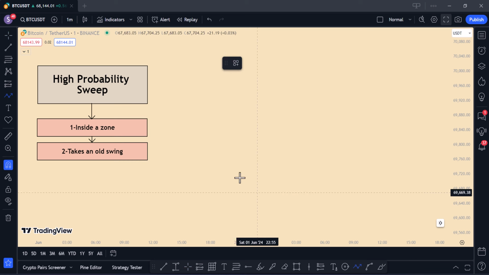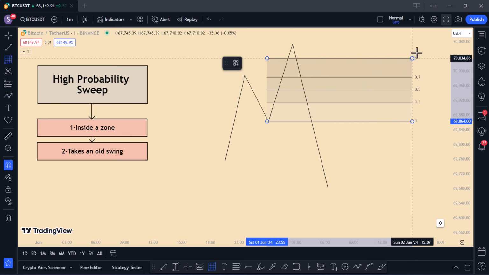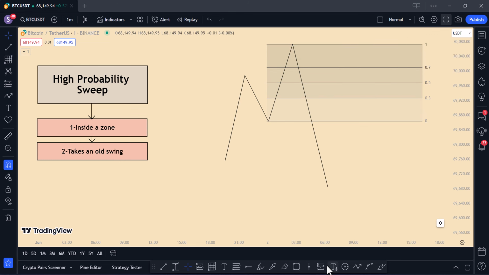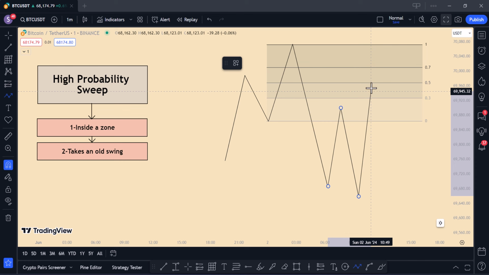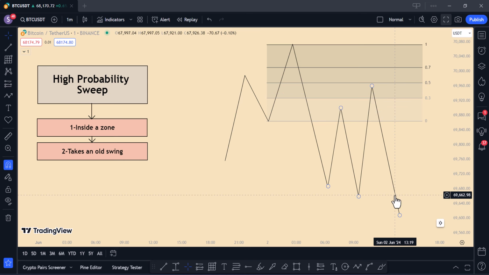The second factor is that price takes an old swing. What do I mean by that? Basically, we have a zone right here, from this low to this high. Price returns back into here. So this is the retracement. It starts going lower, and then one more time, trading all the way to here, sweeping this high, and then continues lower. This is a real move, all right?